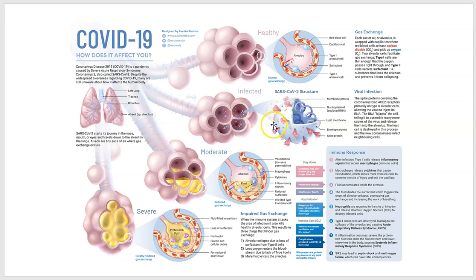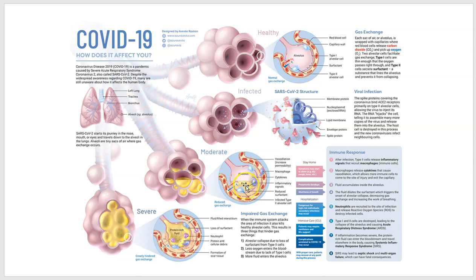Now, one of the consequences of a viral infection is that the immune system responds. The immune cells that make up our immune system release certain chemicals that make the blood vessels get larger. They dilate the blood vessels so that more immune cells can come to the site of infection, but that also makes them leaky. And so some of the fluid in the blood starts to leak out into the air sacs.